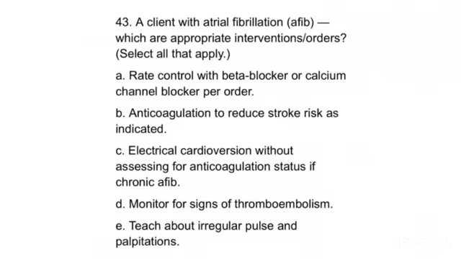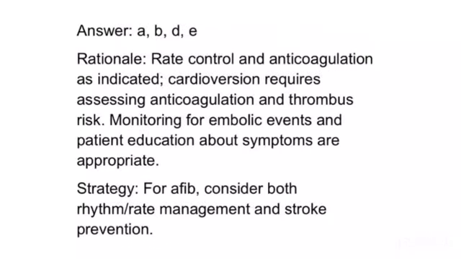43. A client with atrial fibrillation, AFib, which are appropriate interventions/orders? Select all that apply. A. Rate control with beta blocker or calcium channel blocker per order. B. Anticoagulation to reduce stroke risk as indicated. C. Electrical cardioversion without assessing for anticoagulation status if chronic AFib. D. Monitor for signs of thromboembolism. E. Teach about irregular pulse and palpitations. Answer: A, B, D, E.